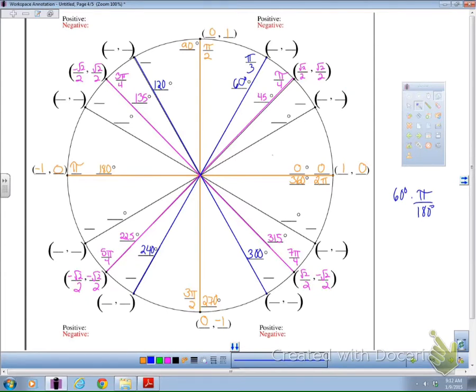Okay? So we start at 0. We count. This is 1 pi over 3. What's the second one? 2 pi over 3. And this is 3 pi over 3, which is pi. Right? All right, so what's this one? 4 pi over 3. Add it again, we get 5 pi over 3. And last but not least, 6 pi over 3, which is 2 pi. All right?